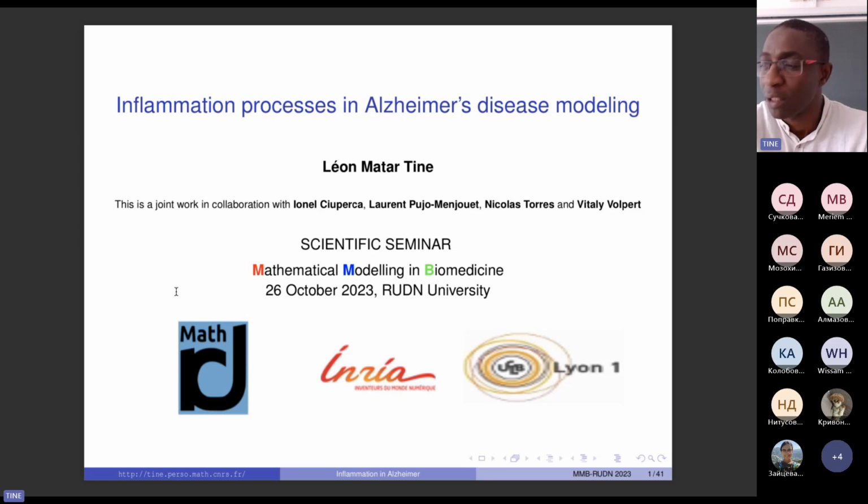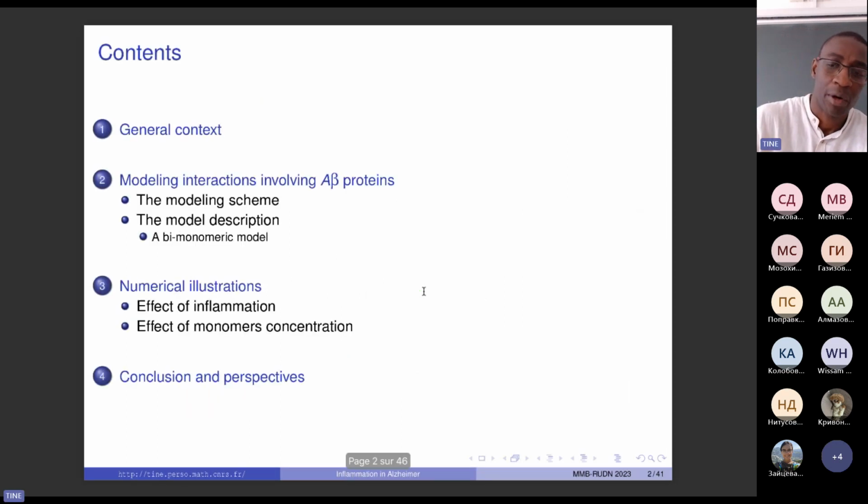So my talk will focus on Alzheimer's disease modeling. Here we are looking at the effect of inflammation on the progression of the disease. This work is one of the works that we do on Alzheimer's disease, and it is in collaboration with some colleagues here at Lyon University, and Professor Vitaly Volpert, who is also at Lyon University. My talk will be focused on these different points.